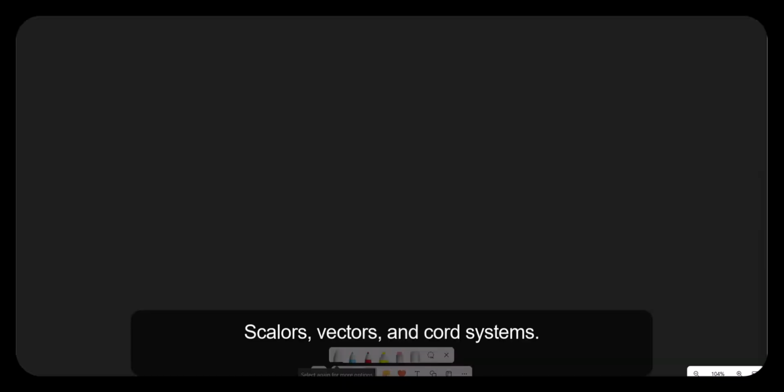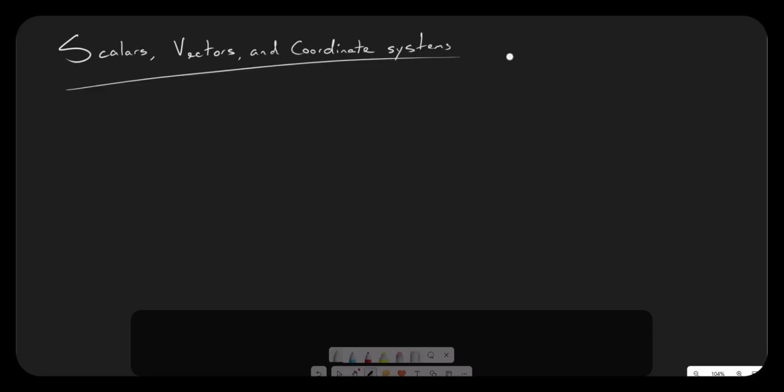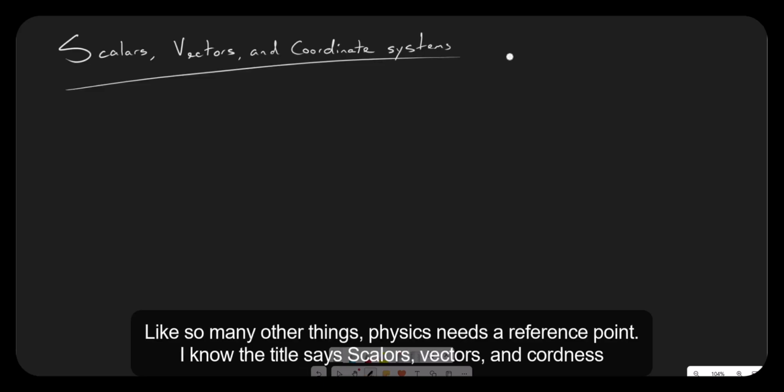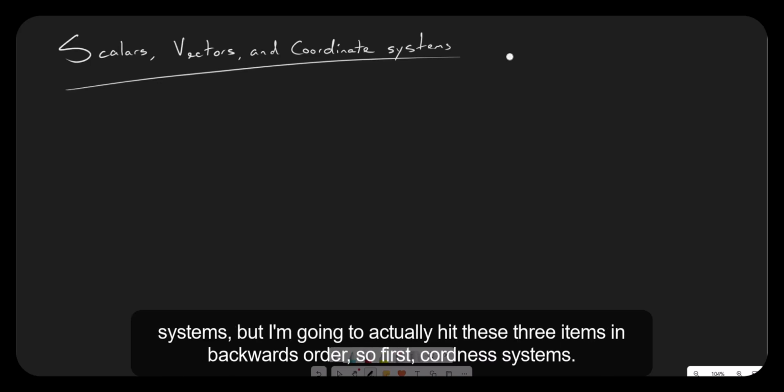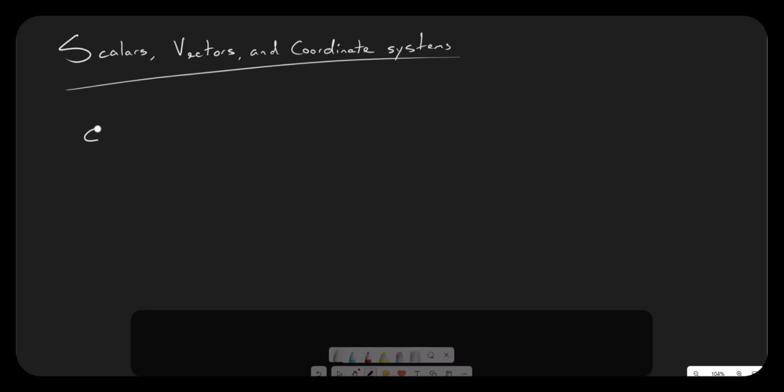Scalars, vectors, and coordinate systems. Like so many other things, physics needs a reference point. I know the title says scalars, vectors, and coordinate systems, but I'm going to actually hit these three items in backwards order. So first, coordinate systems.